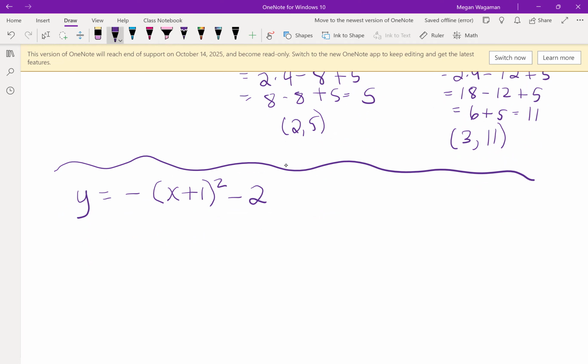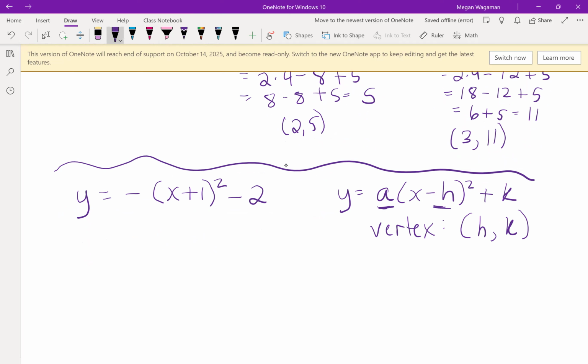So this comes from the form y equals a x minus h squared plus k. And in this case, the vertex is going to be at h comma k. So we don't have to do a calculation to find the vertex. We can pick it out from the equation. A still has the same meaning as the A above. So for this parabola, our vertex is going to be at h, which because this has a minus sign here, we're doing the opposite sign. So h is going to be -1, k is -2. So our vertex is at the point -1, -2.